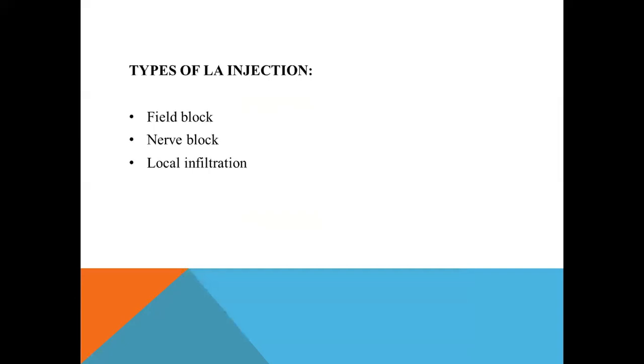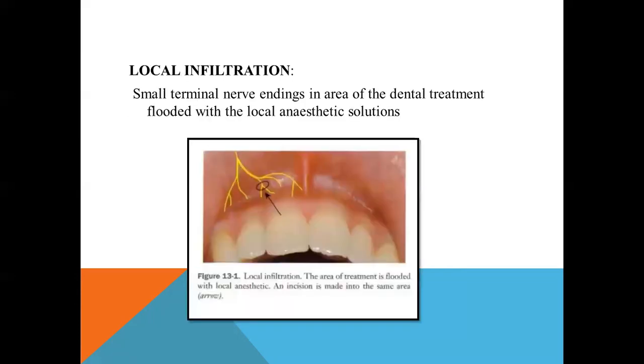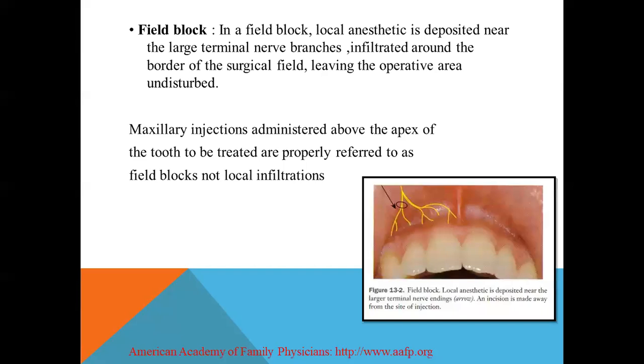Coming to the types of LA injections, there are three types of LA injections. They are field block, nerve block, and local infiltration. We'll see these one by one. What is local infiltration? The name itself states that you are going to block the small terminal nerve endings in the area of dental treatment. So small terminal nerve endings. Whenever you come across the term, you are anesthetizing the small terminal nerve endings, it is called local infiltration.